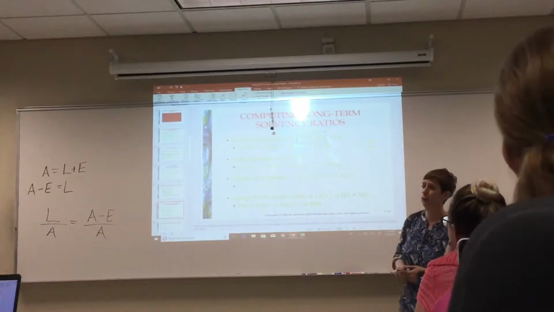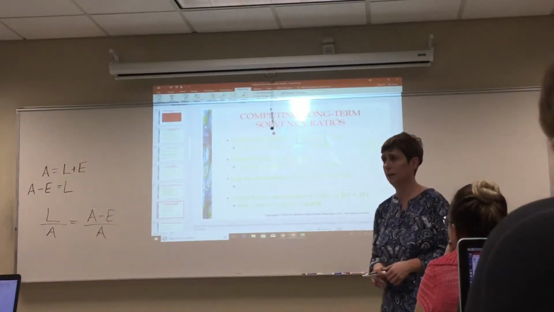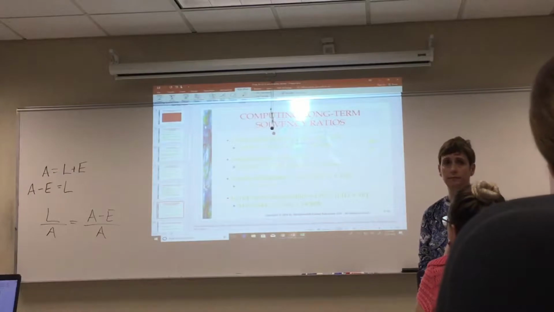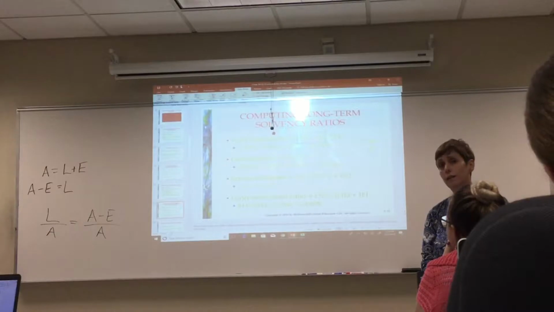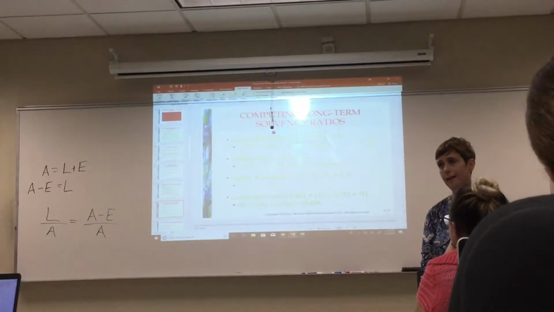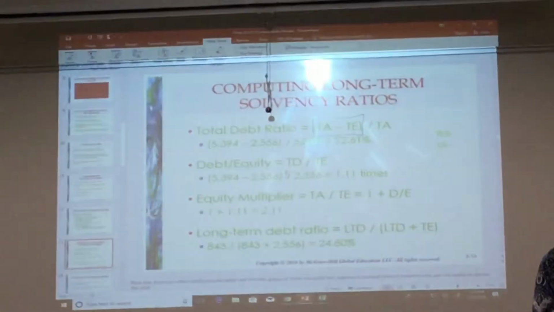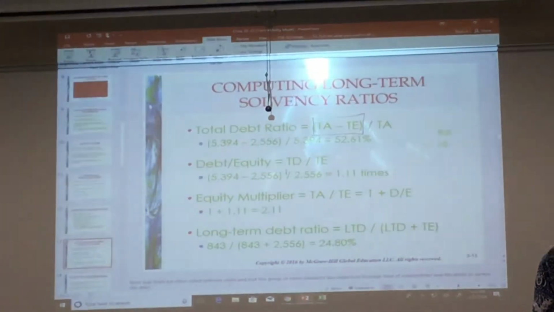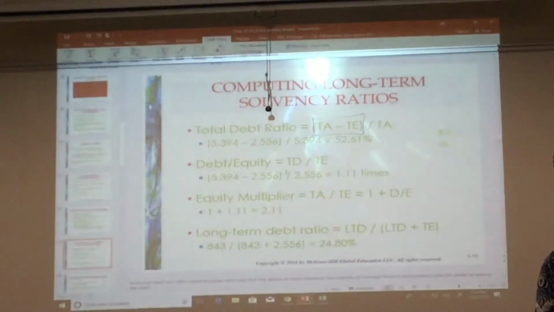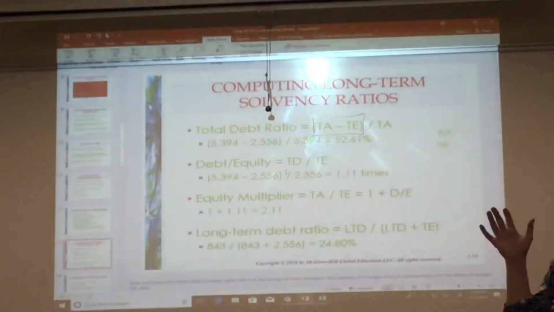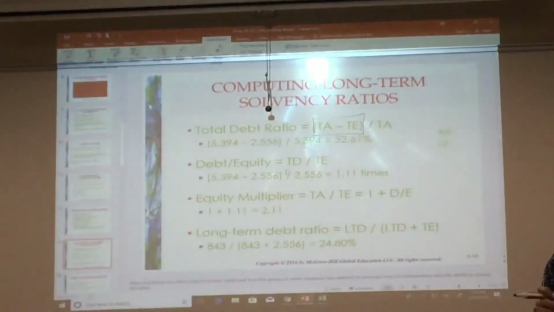What does that 52.61% mean? It means 52.61% of your assets are financed with debt. A third-party creditor is financing 52.61% of your assets. So how much is being financed out of your own pocket? About 47 point something percent. 1 minus that number. Does that make sense to everyone?